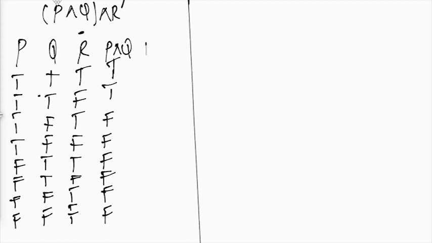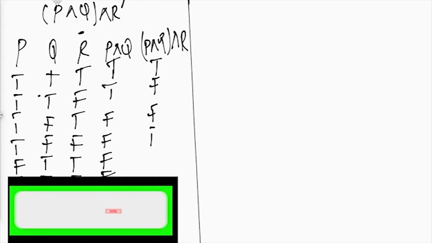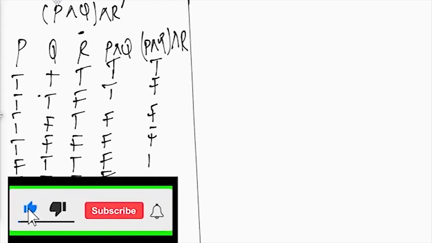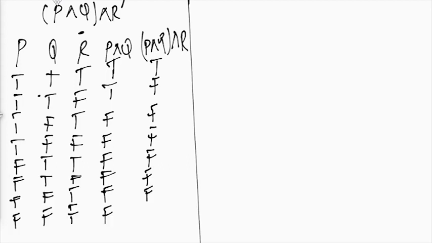So we have P cap Q, then cap R. So P cap Q and R. So you bring it together. So true, true will give us true. The same thing applies. True, true will give us true. True, false will give us false. True, false will give us false. False, false will also give us false. True, false, false. False, false, false. So this is actually the final answer.